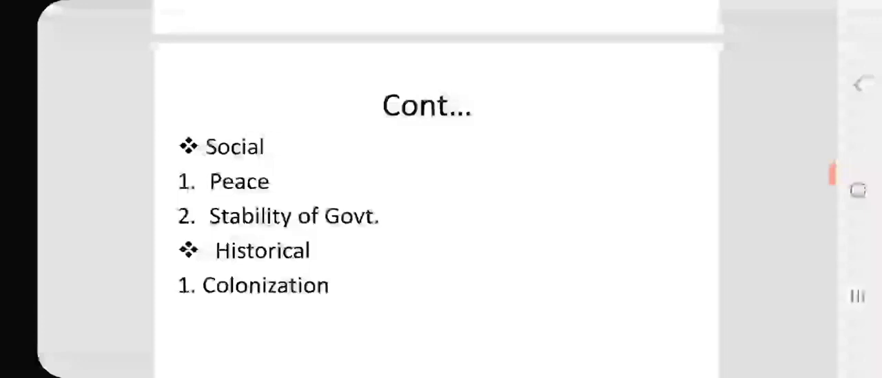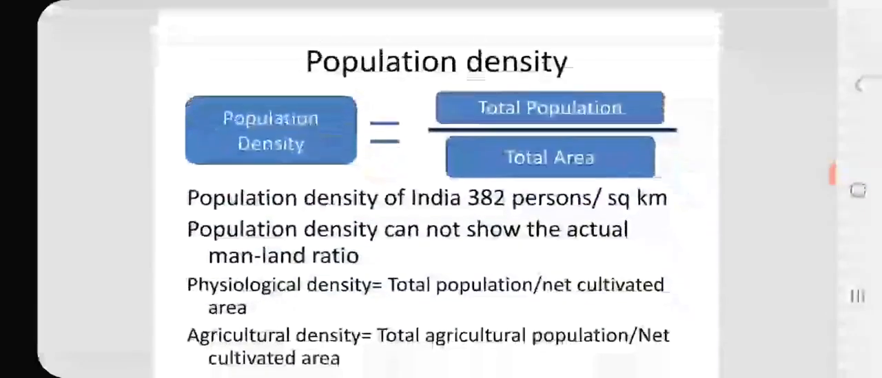Lastly, the historical factors. Colonization. Colonization is a very important factor for the uneven distribution of population. If we look at the British colonies, we can see that the population concentration is very high in those colonial areas. So colonization also influences the uneven distribution of population.